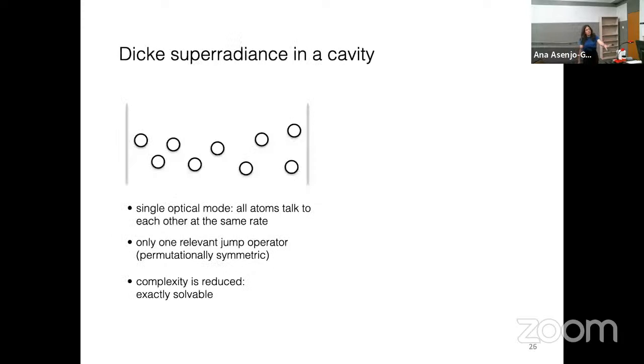I'm just going to look at Dicke superradiance in a cavity because it's the easy example, and then we're going to make it more complicated. If I have many atoms in a cavity, they all talk to each other at the same rate. This means that there is only one relevant jump operator, which is the permutationally symmetric jump operator. All the others have rate of action 0. And this means that the problem is exactly solvable.